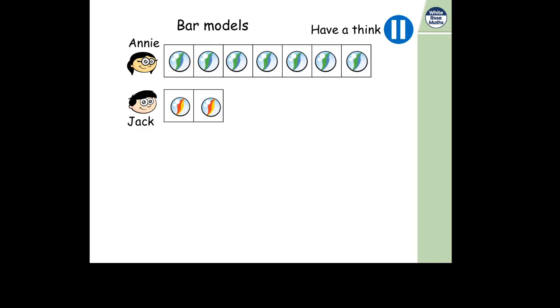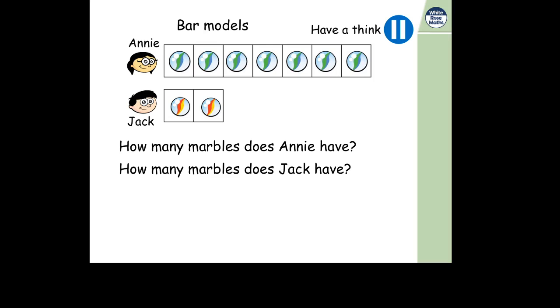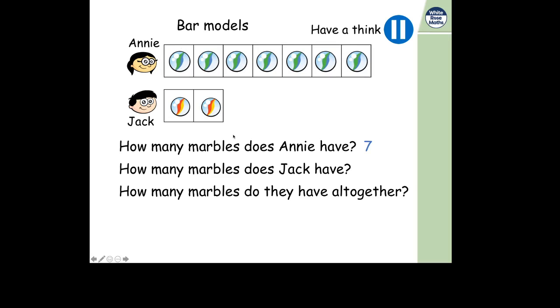Right. Have a think about this one. See if you can work out this one. So we've got Annie's got some marbles and Jack's got some marbles. How many marbles does Annie have? How many marbles does Jack have? And how many marbles do they have all together? Oh, I went too far. So first of all, let's count Annie's. 1, 2, 3, 4, 5, 6, 7. Count Jack's. 2. How many do they have all together? 7, add 2. Use your fingers if you need to. What's the answer? 7 add 2 equals 9.